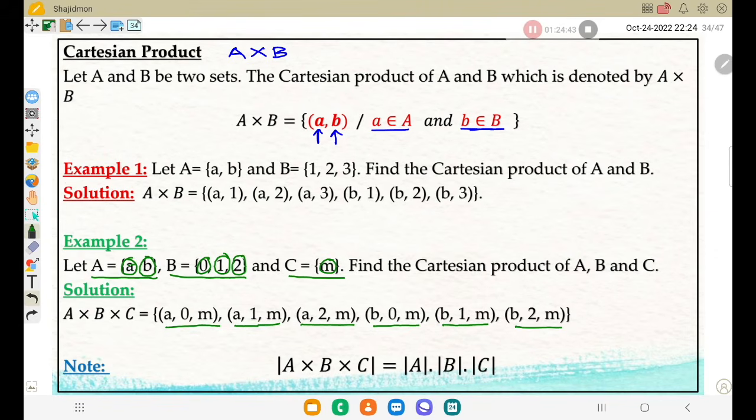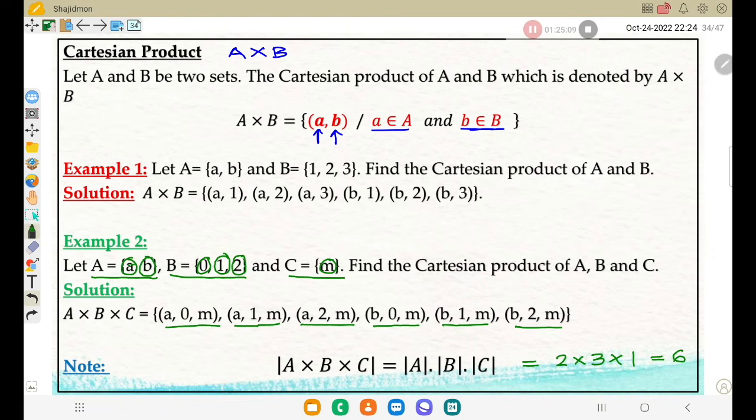How do we get 6? Because it is the number of elements of A multiplied by the number of elements of B multiplied by the number of elements of C. Correct? Number of elements of A is 2, multiplied by the number of elements of B, which is 3, multiplied by the number of elements of C, which is 1. So 2 times 3 times 1 is 6. In total you get 6 elements here. So this is the Cartesian product of three sets. I hope you understood this one.